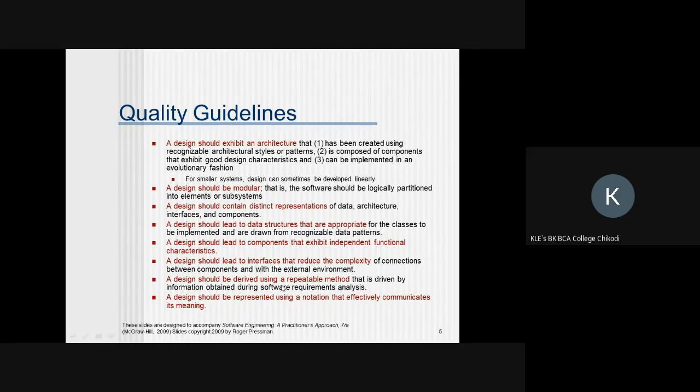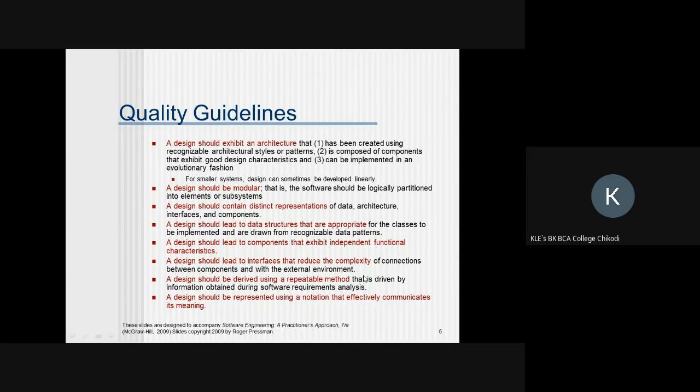A design should be derived using repeatable methods. Here, a design should have some components or libraries. Then, by using those libraries, why? Because if you are using libraries, then development time will get reduced. That is why some already constructed or already developed modules are there. Then we can reutilize them and use them in our applications.